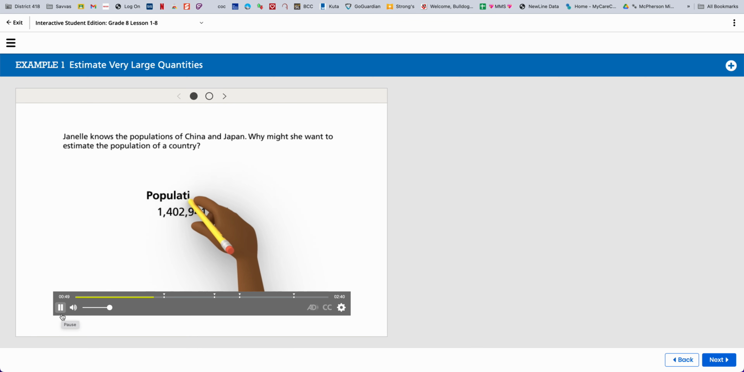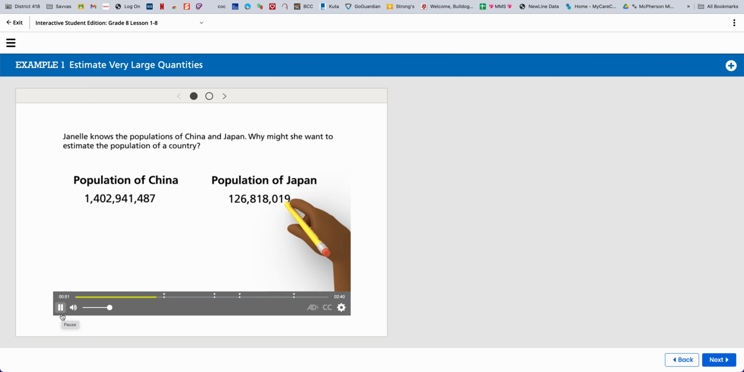Janelle knows the populations of China and Japan. Why might she want to estimate the population of a country? Why are we gonna estimate instead of just using the actual number? Because estimating is easier. Okay, we can estimate it to a number that's easier to deal with, right? Rather than every time I want to say the population of China, if I have to say 1,402,941,487, I'm gonna get tired of saying that over and over. So using an estimate just makes it easier to deal with the numbers.